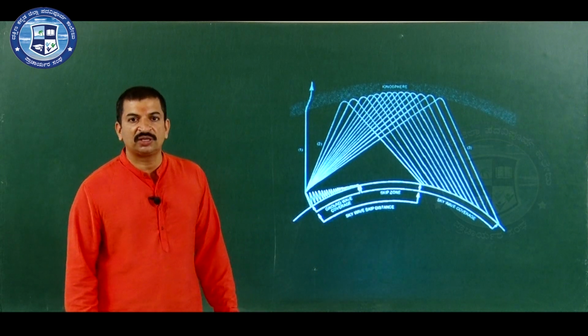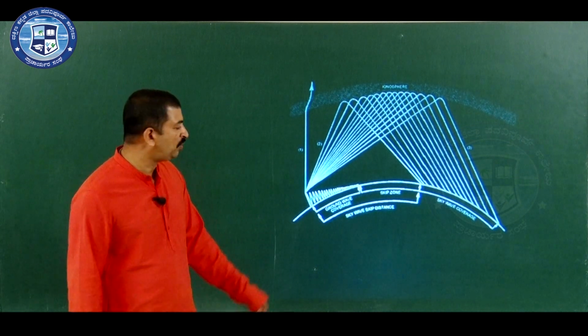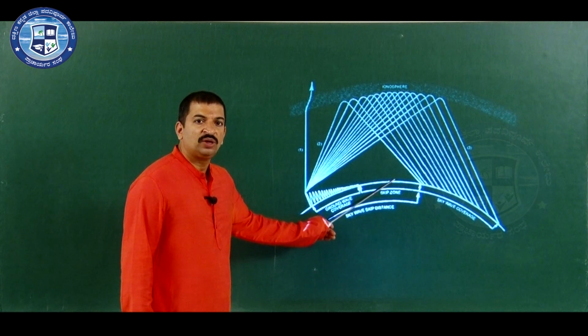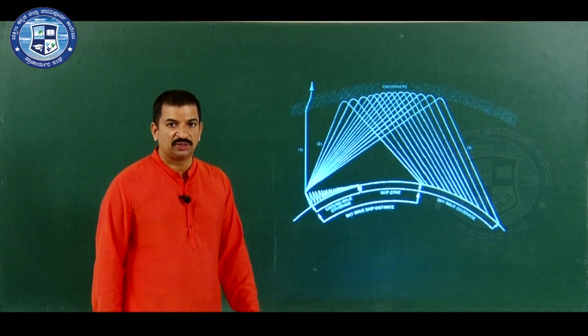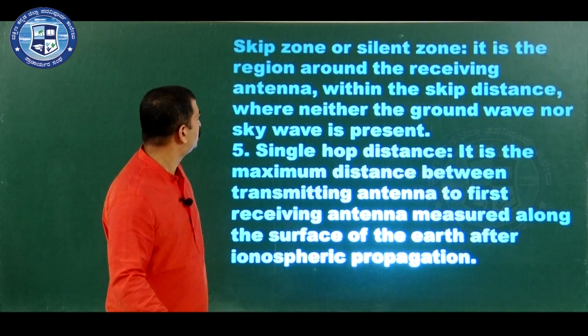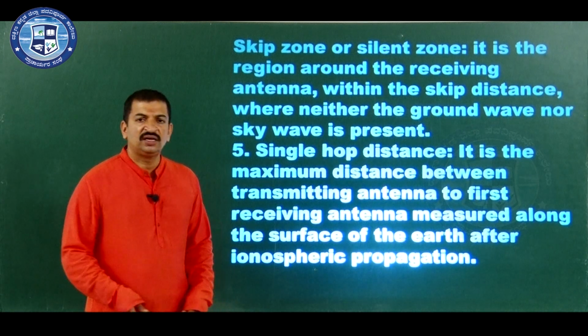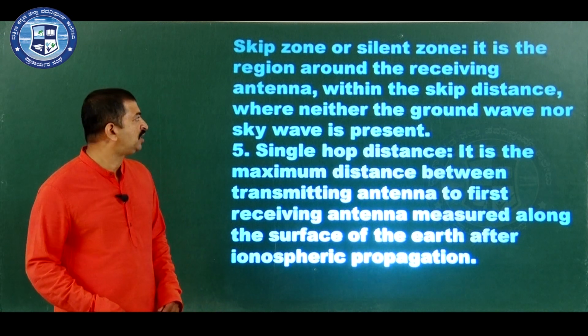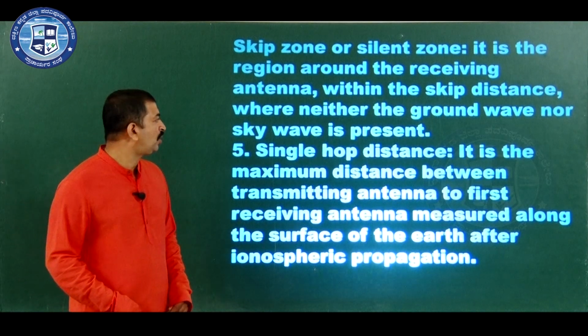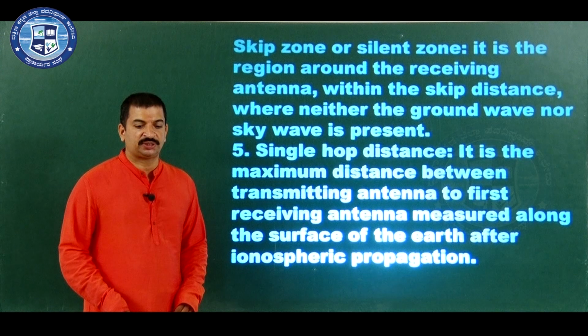In simpler words, you can say that it is a not reachable area. The signal will not be received. This region will not receive the signal from this transmitter. So, this region is called the skip zone, or also called the silent zone. It is a region around the receiving antenna within the skip distance. Neither the ground wave nor the sky wave is present.